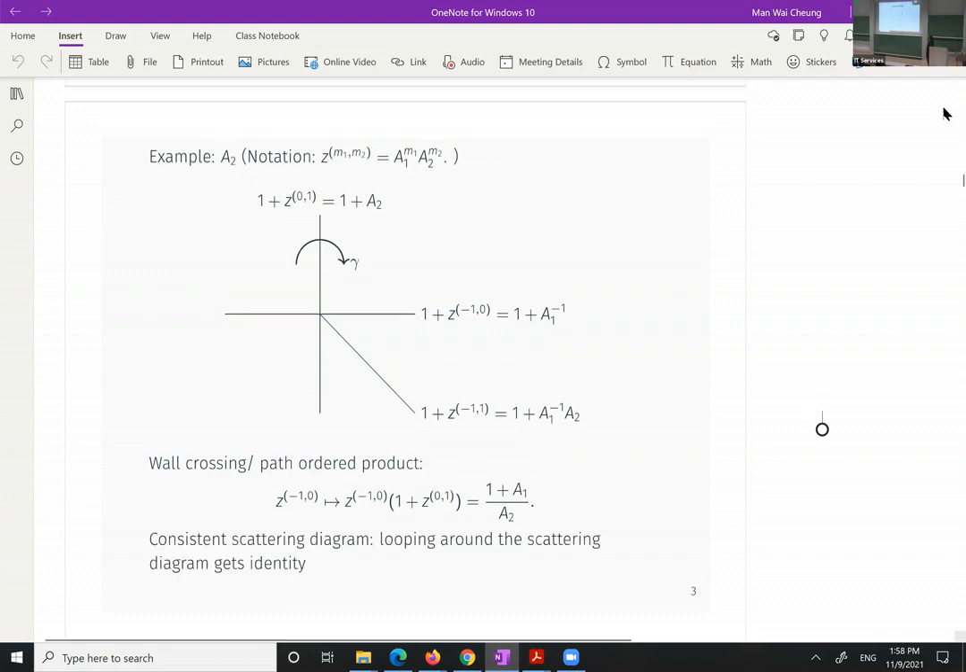Another thing we need to be careful about is the consistent scattering diagram. Mark talked a bit about it. Roughly speaking, we have this wall crossing, or path-ordered product. And yes, why is it A1 plus A1 over A2?